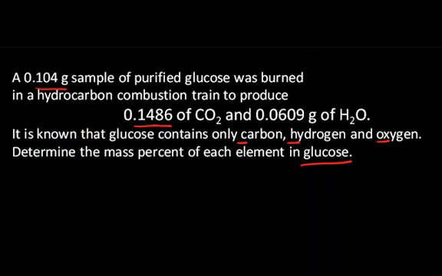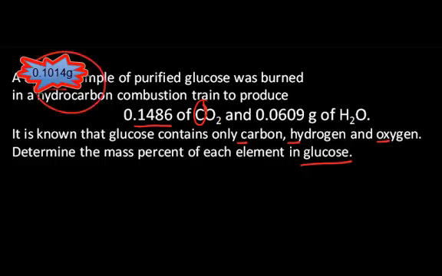Determine the mass percent of each element in glucose from this data. Okay, so what we need to do first of all is figure out what mass of carbon is in 0.1486 grams of carbon dioxide. All of that carbon would have come from this original sample. That will tell us the mass of carbon in the sample.